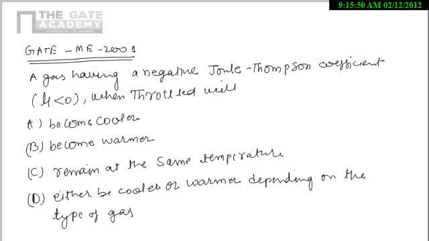We have already discussed in the theory, if the Joule-Thomson coefficient is positive, it means the cooling region, and negative means the heating region. So for this question, the answer is very straightforward because the Joule-Thomson coefficient is negative, so it will be in the heating region. So for throttling, the gas will become warmer. So the correct answer for this problem is B.